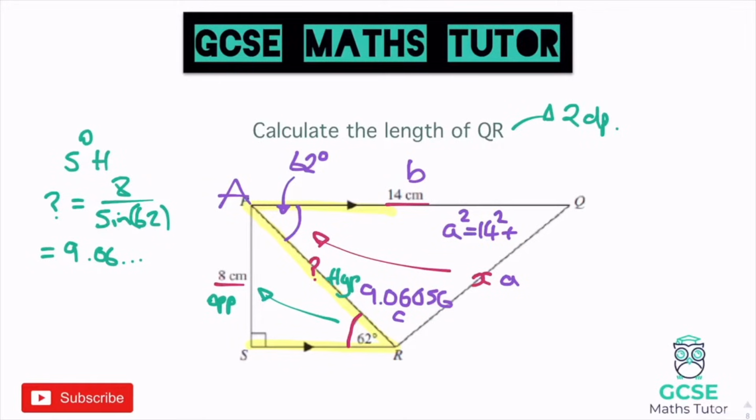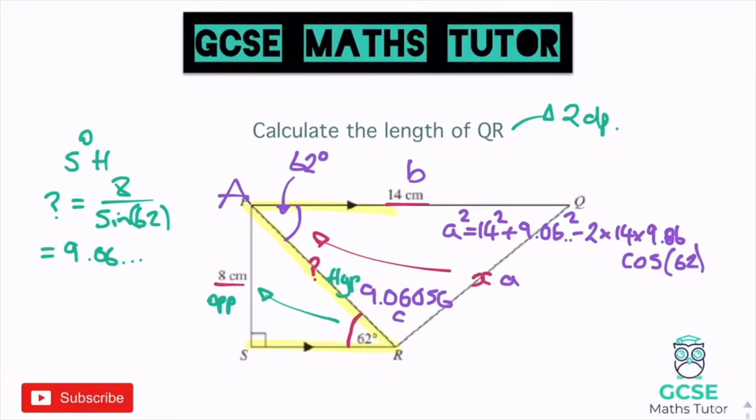which is that 9.06, and again I'm going to leave that in my calculator so I can use that in a sec, and that's squared, minus 2 times 14 times c, which is this 9.06 number, there we go, and that's going to be cos 62.